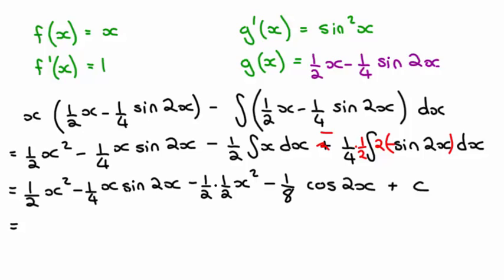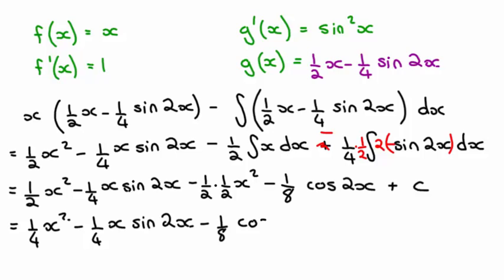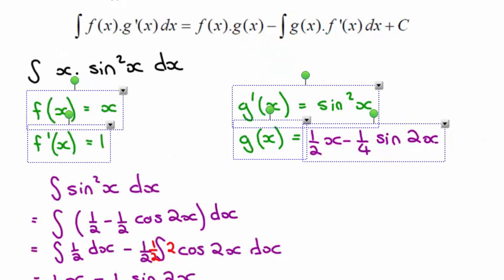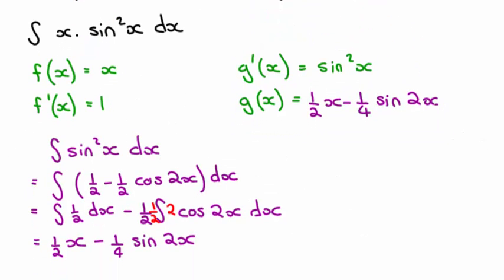So I've got a half x squared minus, and that's actually a quarter x squared, which gives me a quarter x squared. Then I've got minus a quarter x sine 2x minus an eighth cos 2x plus my constant of integration. So I hope that sheds a bit more light on how we got this function. I did it a little bit differently than I did in my videos.